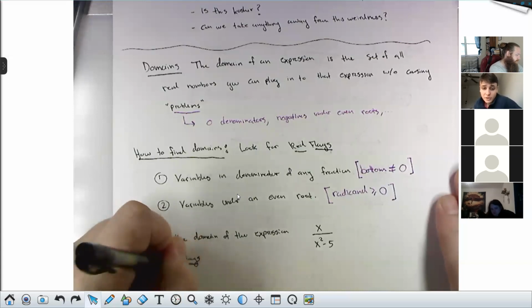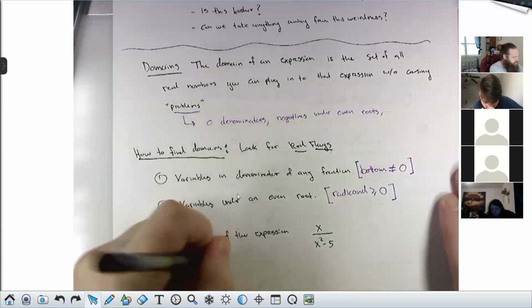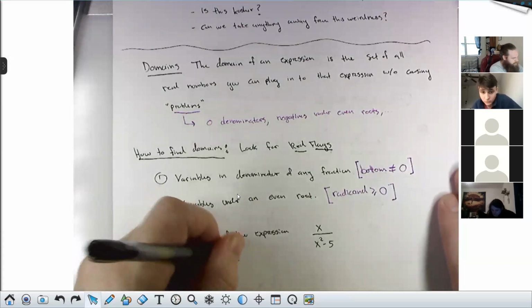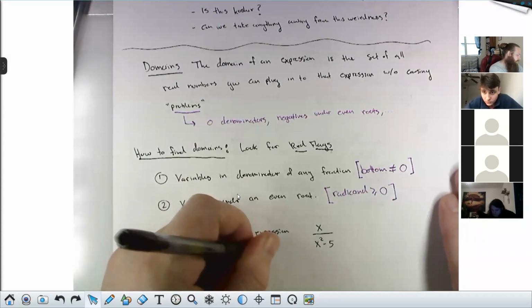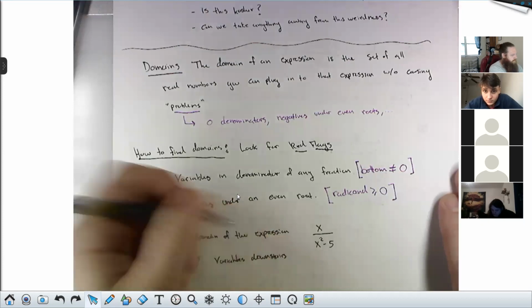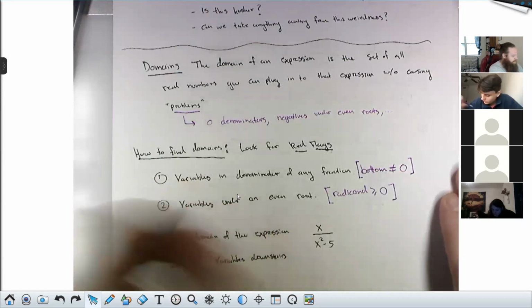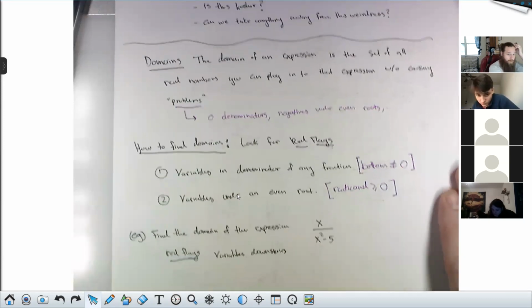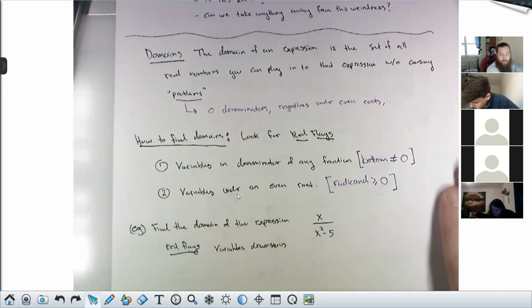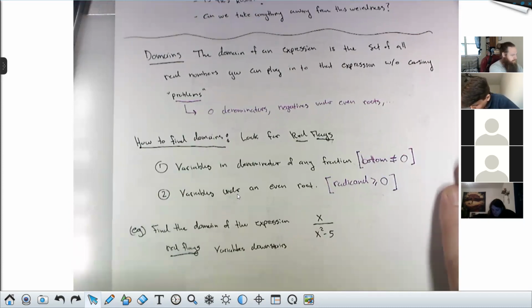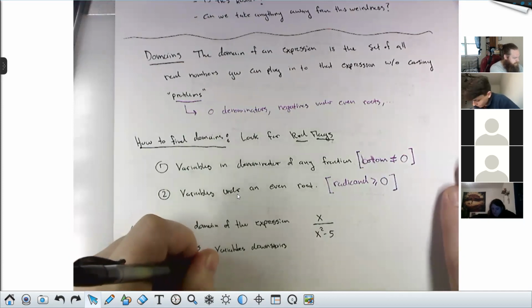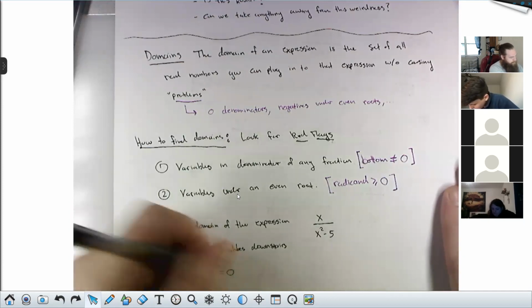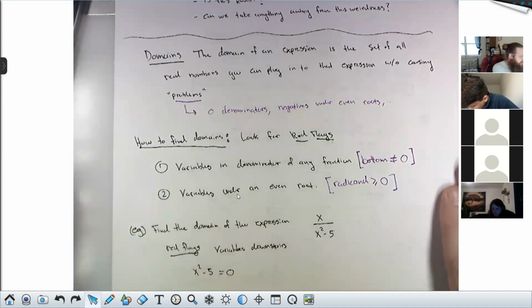Variable in the denominator. Good, I've got variables downstairs in the denominator. So I know that I need the bottom to not be 0. So I should figure out where the bottom is 0 and then kick those out. So when is x squared minus 5 equal to 0? Oh, I should be doing this in purple.